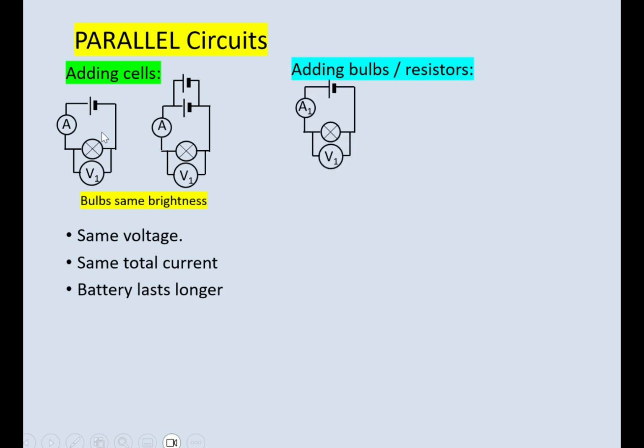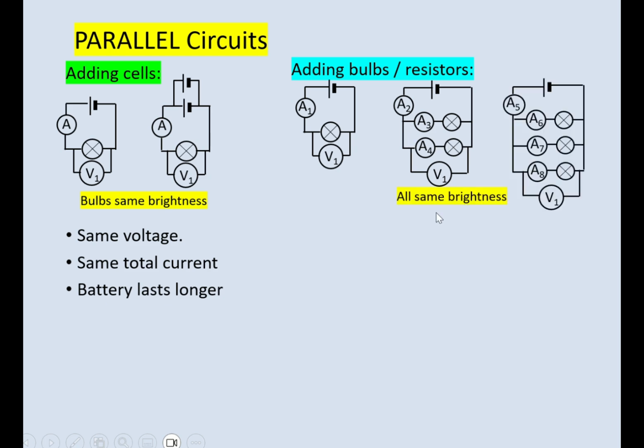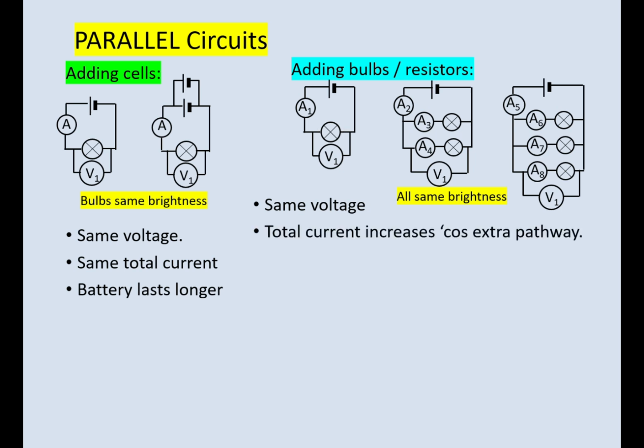Now we're going to add resistors in parallel. So we're going back to that situation, and now we're adding another resistor in parallel. And finally a third one. Now the bulbs don't get dimmer. So it's the same voltage across each of them. But the total current increases because we're adding an extra pathway. And so the current will be biggest out of all of these circuits in that section. So when you add more resistors in parallel, because you're adding extra pathways, there's less resistance.